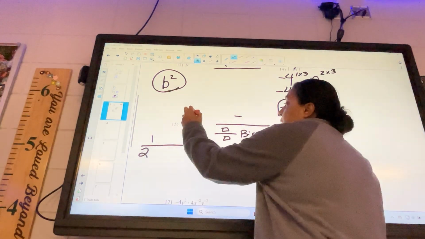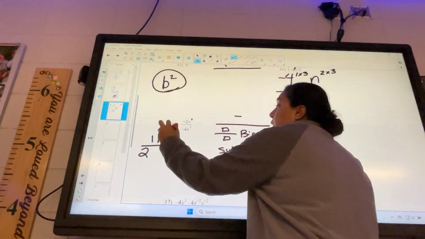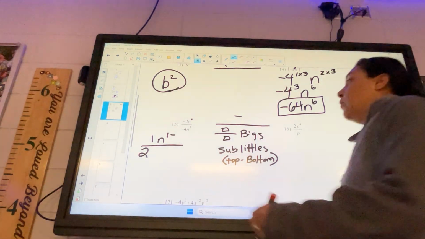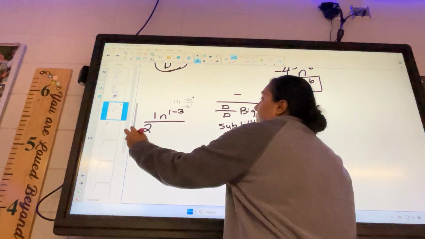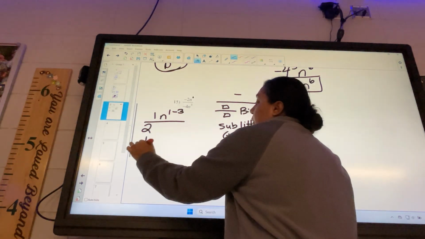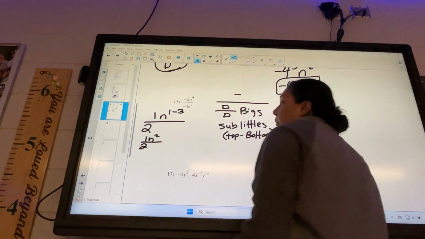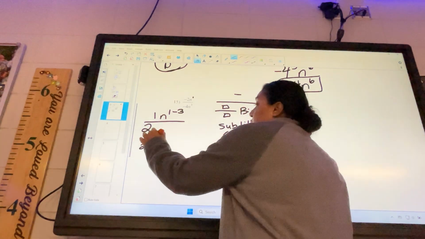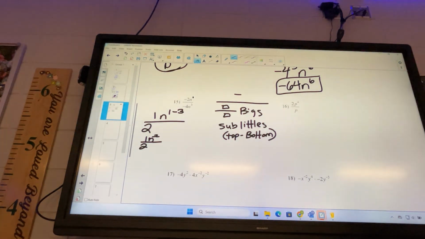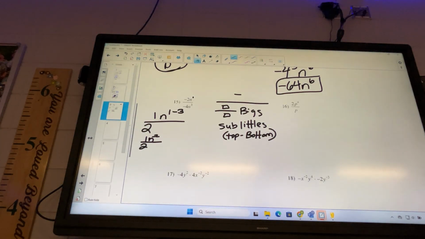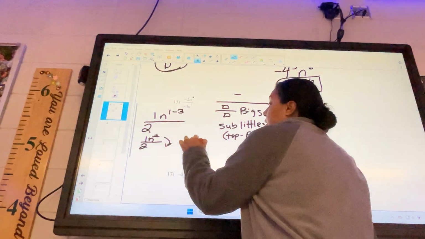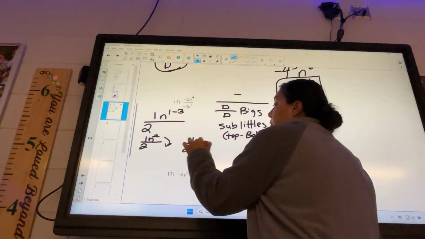I'm just going to show my work today, but normally I wouldn't. So we're going to say n to the 1 minus, what is the other n on the bottom? 3. 1 minus 3. And what is that? 1 minus 3. Is it 2 or negative 2? 1 minus 3 is negative 2. Okay, where do negative exponents go? They go on the opposite of wherever they're at. So in this case, it's going to go to the bottom, and it's going to become a positive. So it's going to look like 1 over 2 n to the 2.